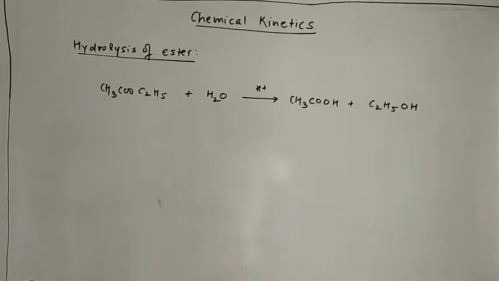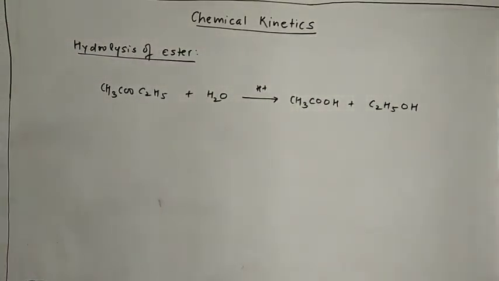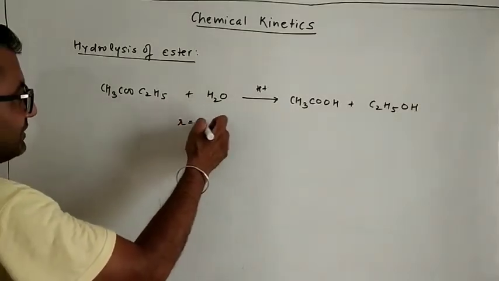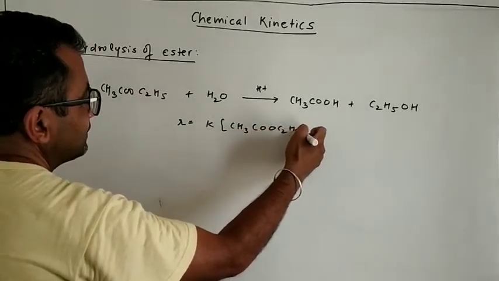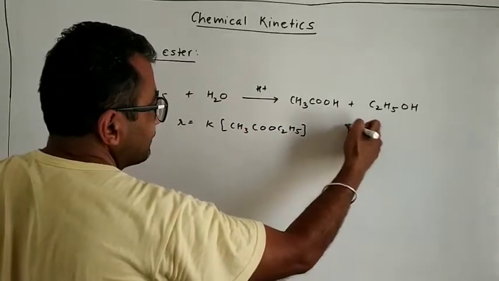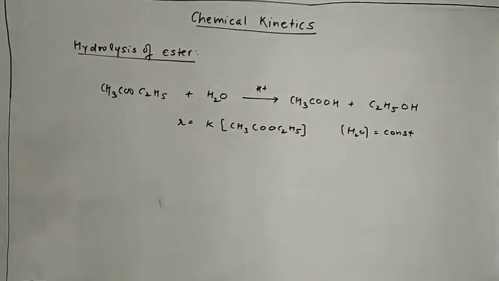Second example, hydrolysis of ester CH3COOC2H5. तो इसका हाइड्रोलिसिस करेंगे एसिडिक मीडियम में. So we get acetic acid and ethyl alcohol. So this is also a pseudo first order reaction because in this case also rate is directly proportional to concentration of this, as the concentration of water is constant. So this is also a first order reaction.